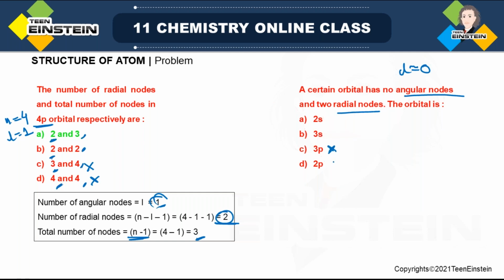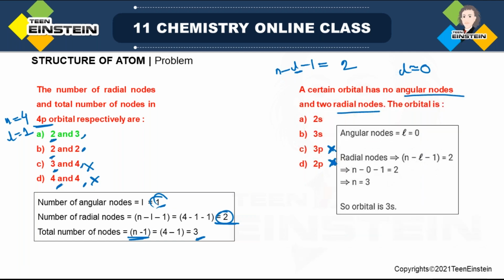So these two cannot be correct. How many radial nodes are there? n minus l minus 1, which is 2. But you already know l is 0. So the n value will be 3. So the angular node l equals 0, and the radial nodes information is given. Just put the value of l, and from this equation you will find n is 3. So the orbital must be 3s, because 3 means n is 3 and s means l is 0. This one is correct.